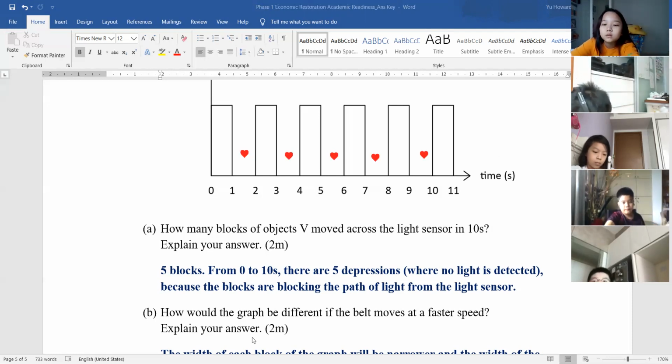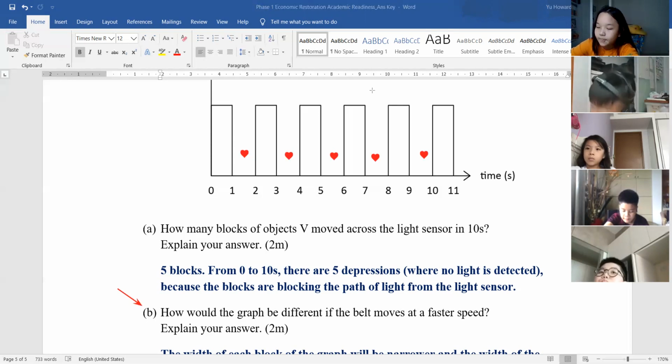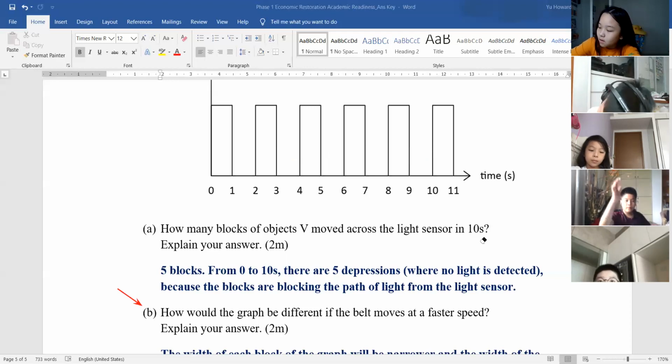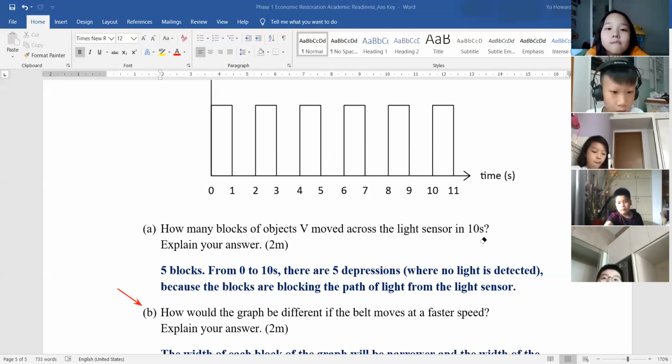Okay, David, can you read the question first, part B? How would you explain the graph be different if the graph moves at a faster speed? Explain your answer. Okay, so now you must visualize now the belt is moving at a faster speed. It's still the same block. So faster speed means within the same duration, right? They will detect more blocks, right? Correct? Because more things pass through, right?